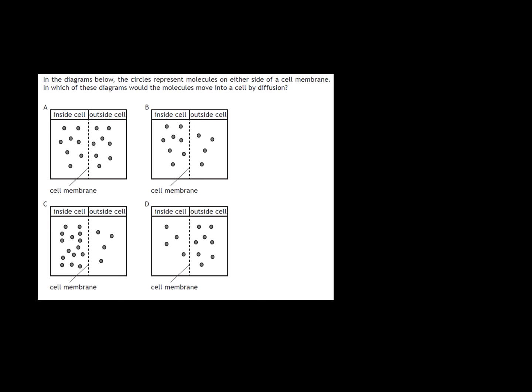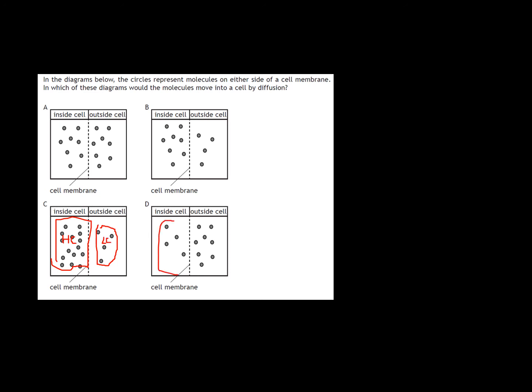Another question that is seen quite a lot in past papers is where you get diagrams. So in the diagrams below, the circles represent the molecules on either side of a cell membrane. In which of these diagrams would the molecules move into the cell by diffusion? So for this, you have to look at the numbers on the outside and on the inside. So for example, this one has 1, 2, 3, 4 cells on the outside, and it has 1, 2, 3, 4, 5, 6, 7, 8, 9, 10, 11, 12, 13, 14, 15 cells on the inside. So this is going to be the high concentration, and this is going to be the low concentration.